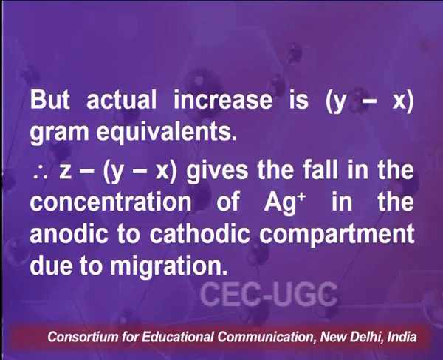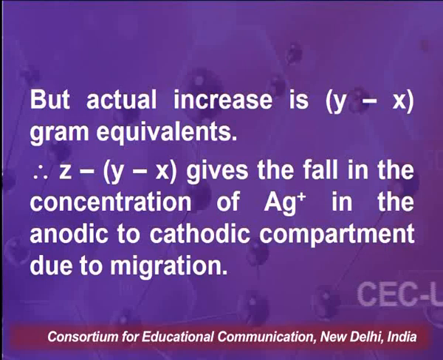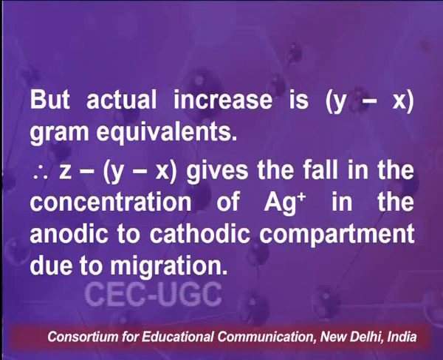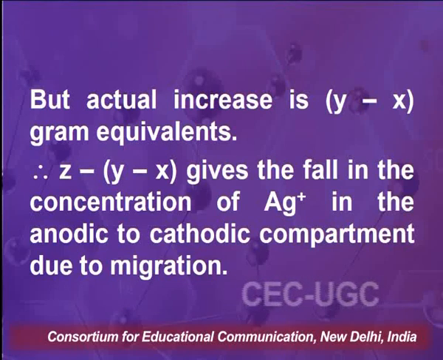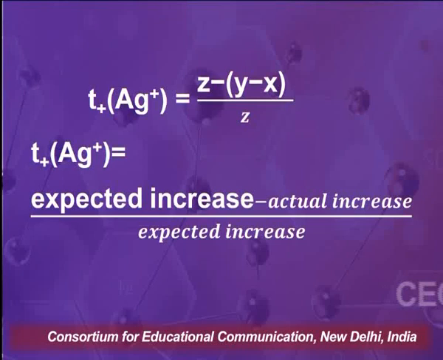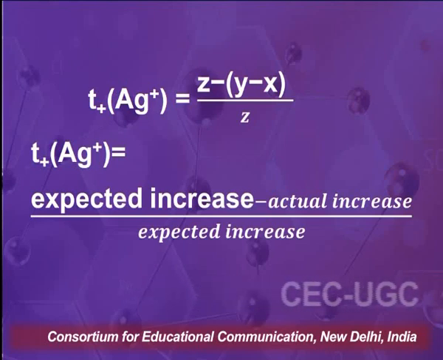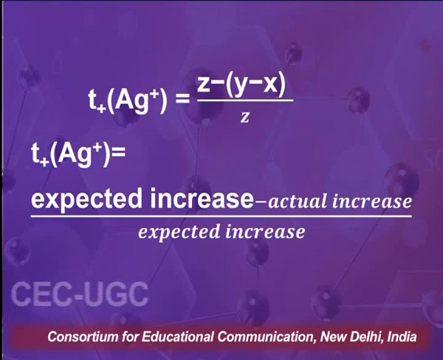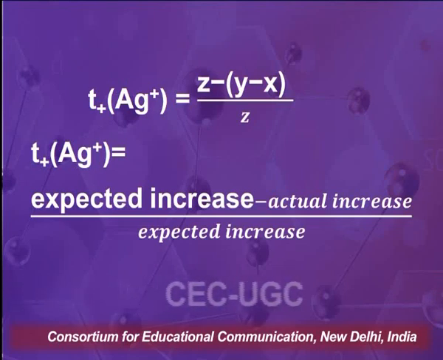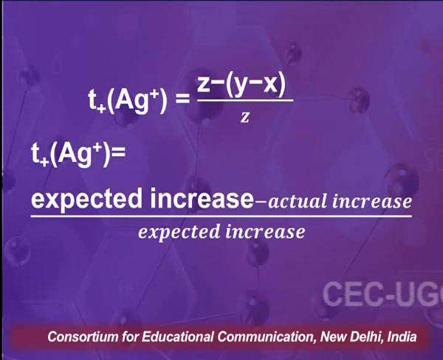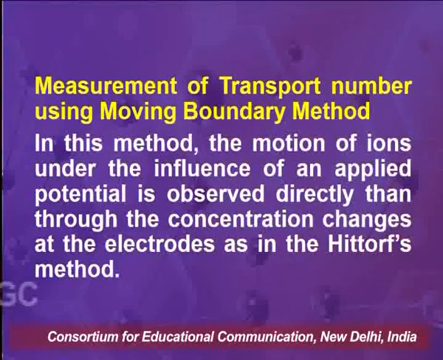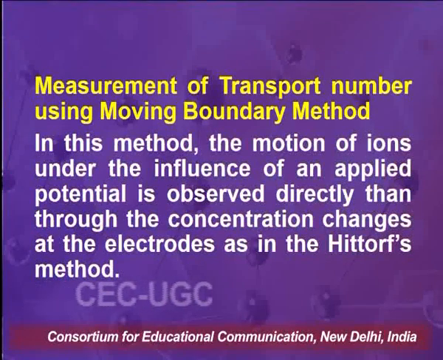So, Z minus (Y minus X) gives the fall in the concentration of Ag plus in the anodic to cathodic compartment due to migration. T plus of Ag plus will be equal to Z minus (Y minus X) divided by Z. That is, the transport number T plus of Ag plus is equal to the expected increase minus actual increase divided by expected increase. So, this was Hittorf's method.